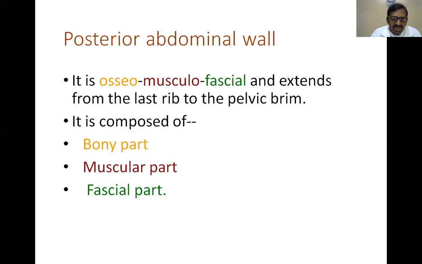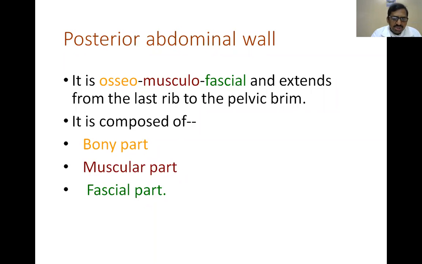Osteomusculofascial. That is, osteo means it is formed by bones, musculo means it is formed by muscles, and fascia is also taking part in the formation of the posterior abdominal wall. Because of this reason, the posterior abdominal wall is osteomusculofascial, and it extends from the last rib to the pelvic rim. It is composed of a bony part, a muscular part, and a fascial part.